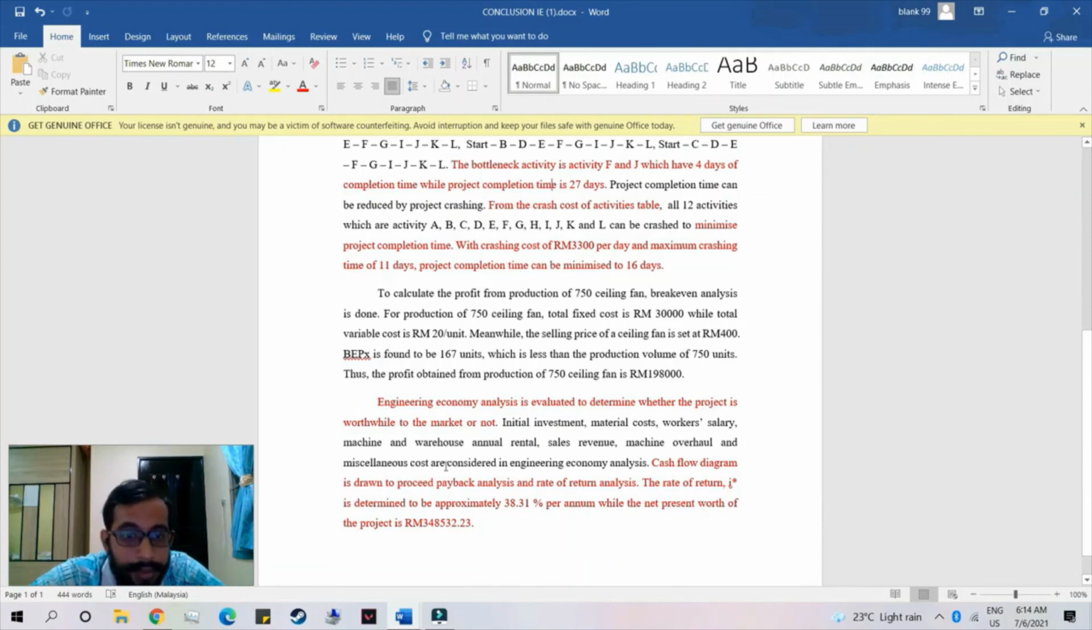Engineering economy analysis is evaluated to determine whether the project is worthwhile to the market or not. A cash flow diagram is drawn to proceed with payback analysis and rate of return analysis. The rate of return, i, is determined to be approximately 38.31% per annum, while the net present worth of the project is 348,532 ringgit and 23 cents. Thank you.